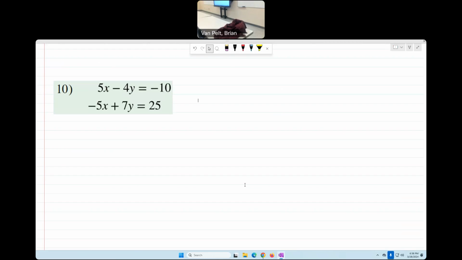And don't forget, you can check your answer in the end by plugging in the numbers that you get for x and y and making sure that they both work.